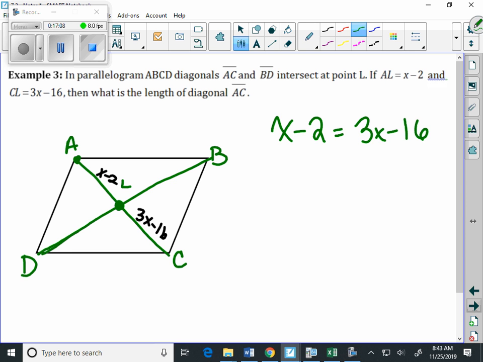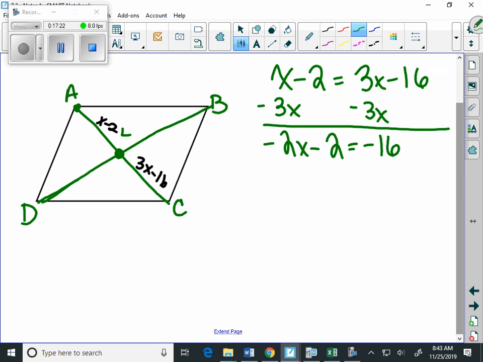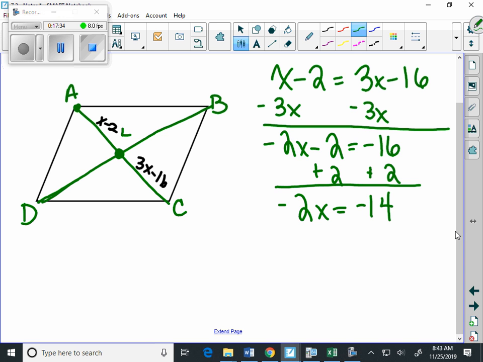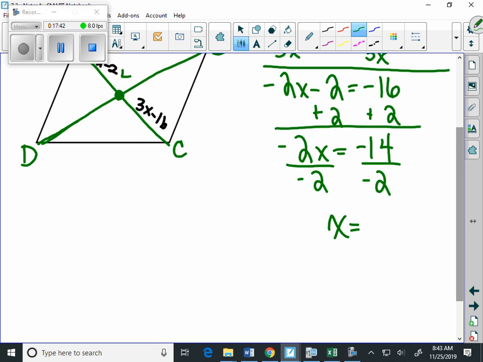So we're going to solve it the way your Algebra 1 teacher taught you. I'm going to move my letter to the left. I'm going to subtract 3x from both sides. We get negative 2x minus 2 equals negative 16. Add 2 to both sides. You get negative 2x equals negative 14. And then it's negative 2 times x. We need to undo the multiplication, so we'll divide by negative 2 and get x equals 7.